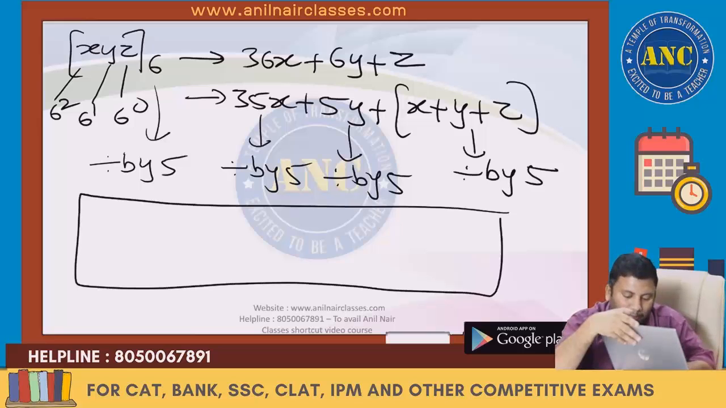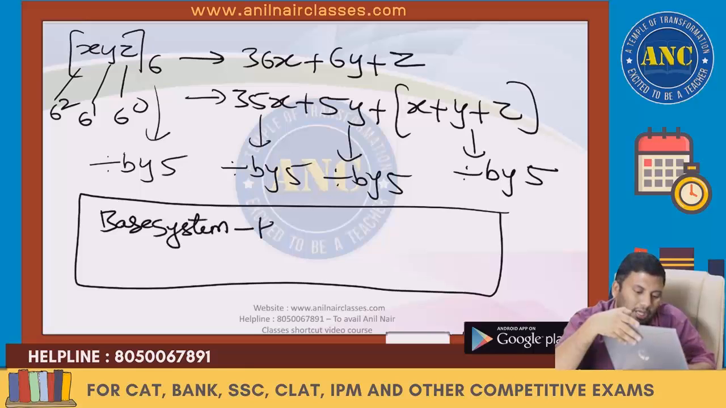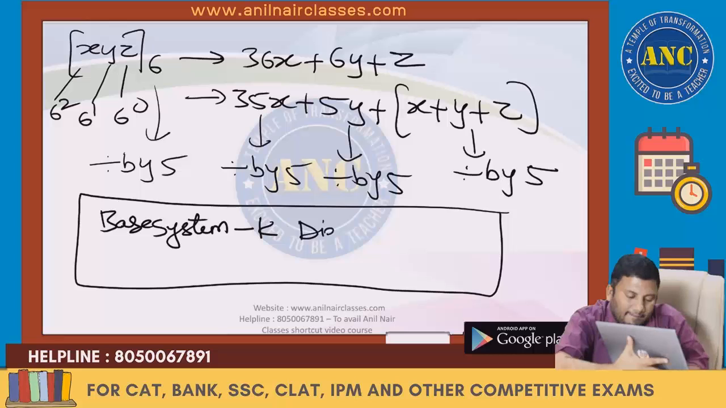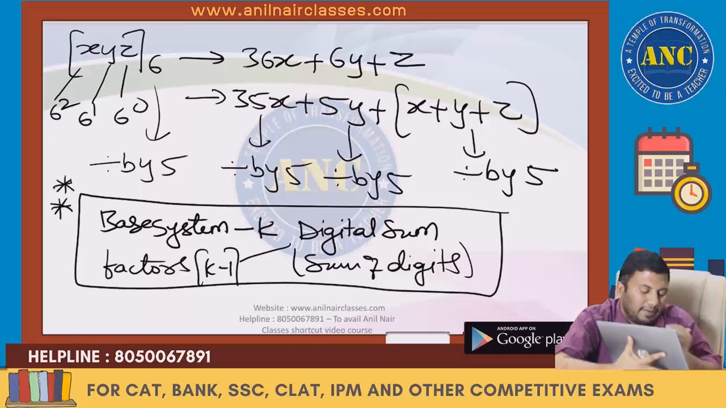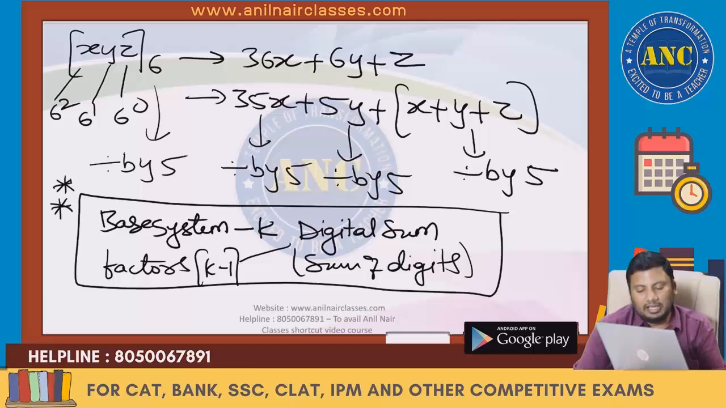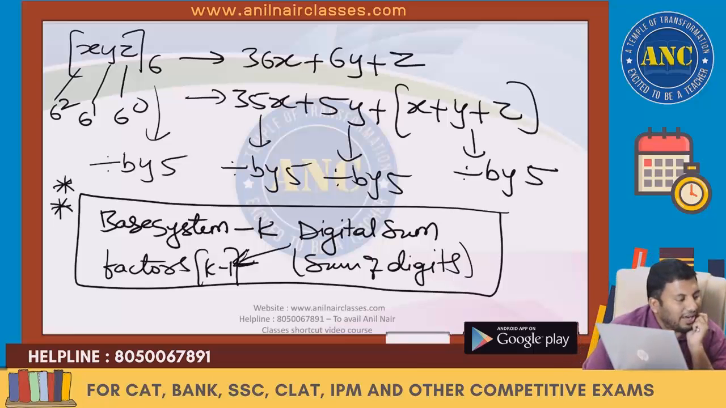Extremely important key point. Please write down. In base system K, the digital sum, in other words the sum of the digits, is applicable for all the factors of K minus 1. Please write down this important key point. In base system K, the digital sum rule is for divisibility by K minus 1, and it is also valid for all the factors of K minus 1.